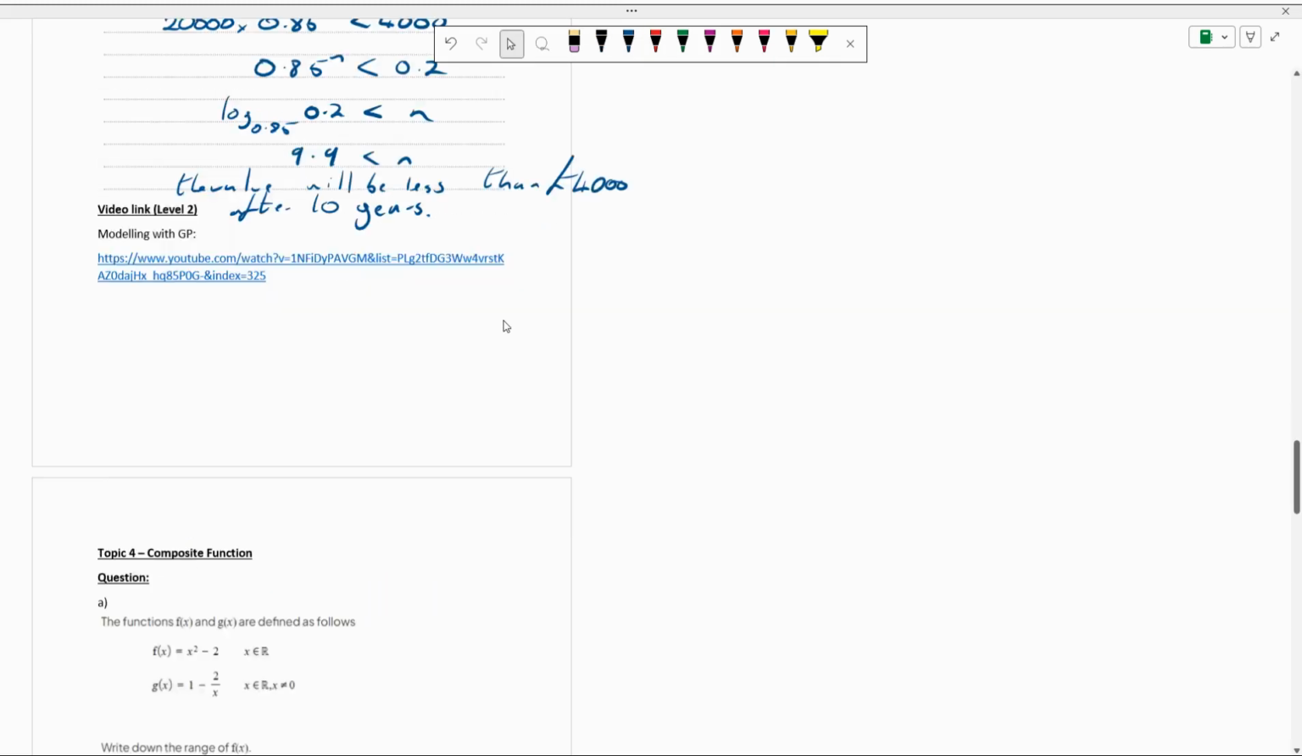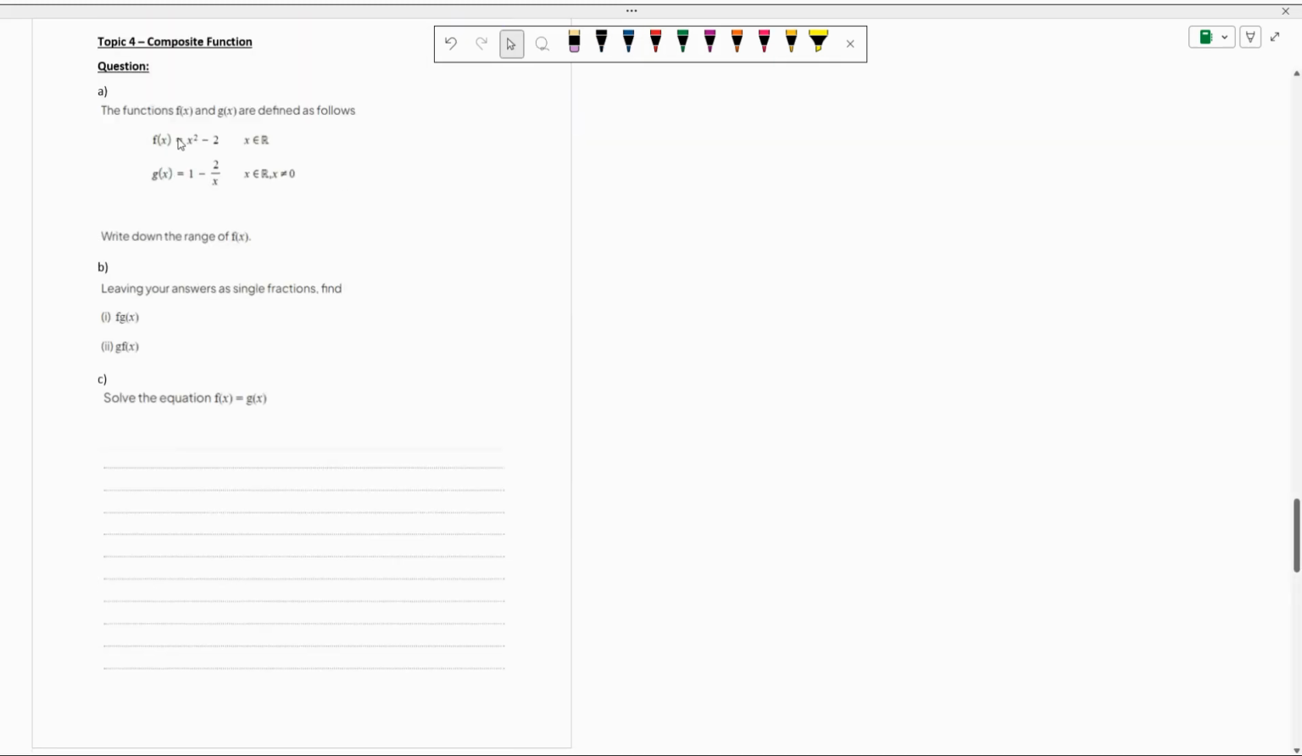Okay, so next one. We've got composite functions. So I've got two functions here, f of x and g of x, defined by here. So f of x is x squared minus 2. g of x is 1 minus 2 over x. And again, they've got their domains here. So the first one's for all real numbers. That would be minus infinity up to infinity. This one is all the numbers but 0. So it's kind of like this, but just not the 0 bit in the middle. So we can write that as a union.